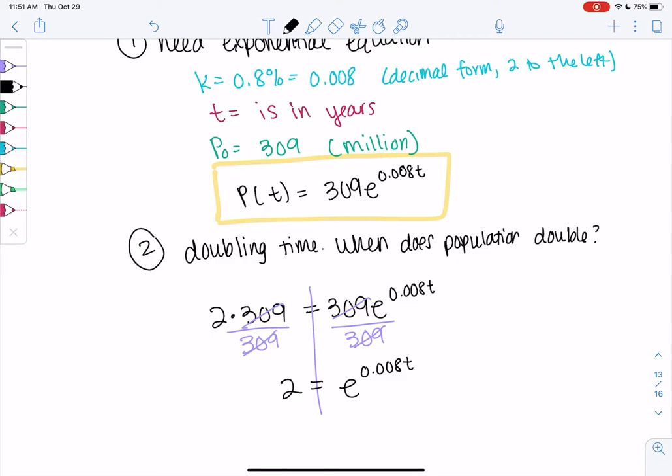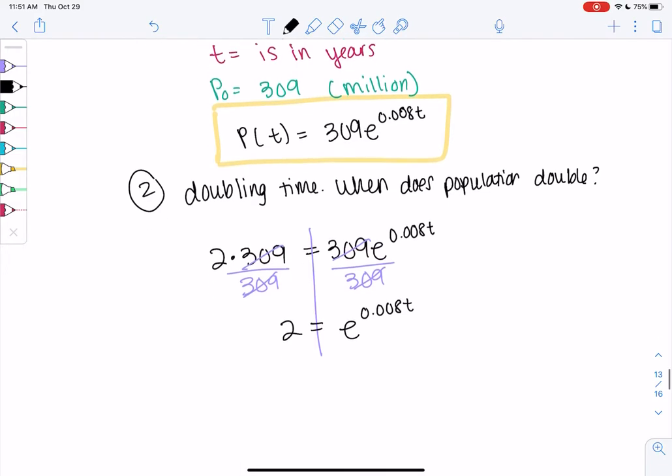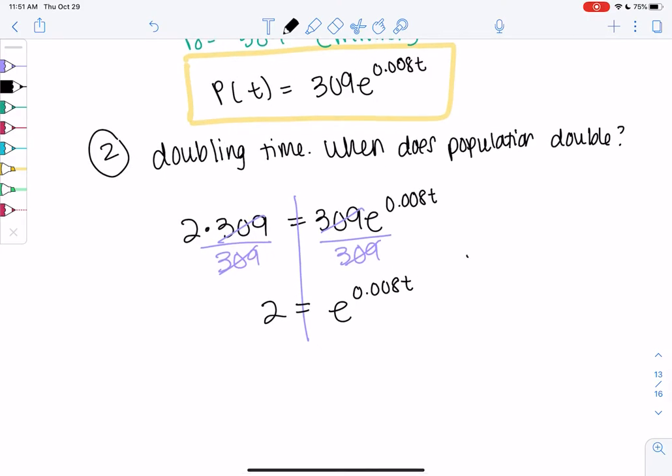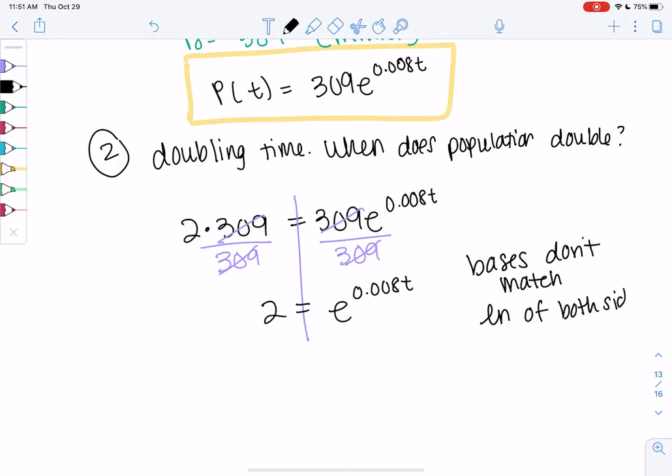And then we have an exponential equation where the bases don't match. e and 2 are different bases. So we take the ln of both sides. So maybe you want to practice 6.3 a little bit more before you continue this video, or you feel good about solving and we keep going.